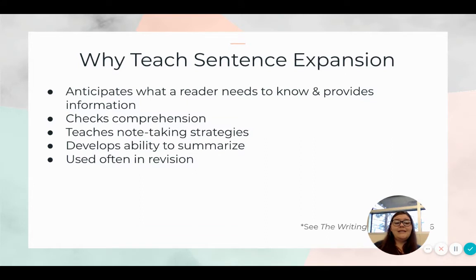So why teach sentence expansion? This anticipates what a reader needs to know, and it provides information. Again, it checks comprehension because we're not doing this in isolation. It teaches note-taking strategies, and it develops their ability to summarize, and it's used often in revision.